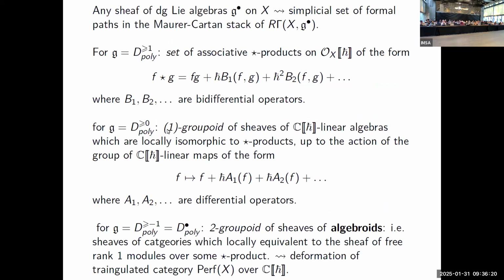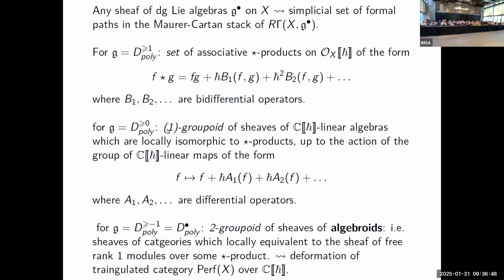Namely, you have infinite sequences of bidifferential operators, or global bidifferential operators in a manifold, and I want to make a product F star G, which is the usual product plus an infinite series of corrections. And the Maurer-Cartan equation would say that it's an associative product. If you truncate a little bit earlier, in degree 0, then you get not a set but a groupoid.